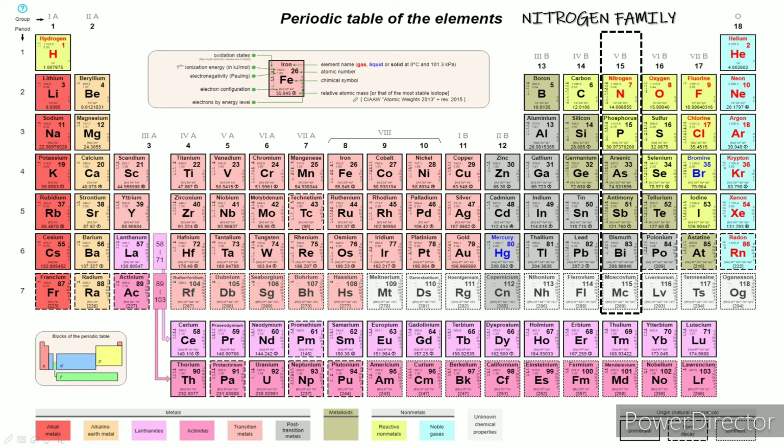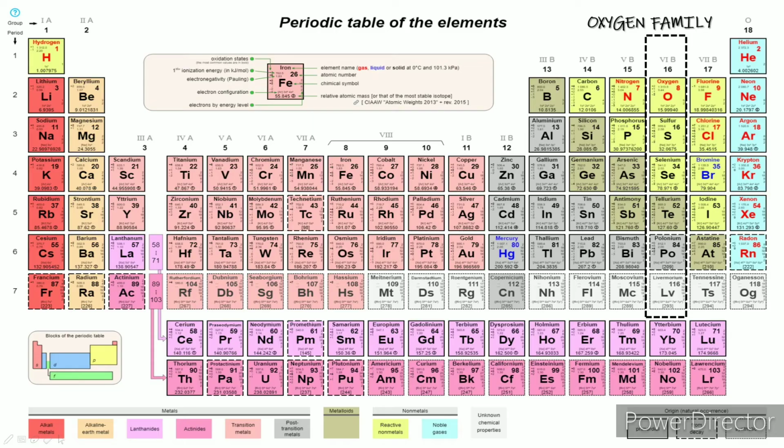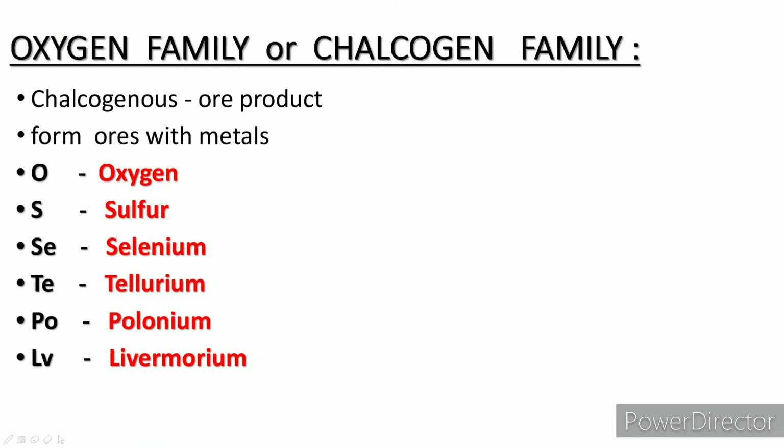15th group, nitrogen family. The elements in this group are nitrogen, phosphorus, arsenic, antimony and bismuth. 16th group, oxygen family or chalcogen family. Chalcogenous means ore product, as the elements in group 16 form ores with metals. They are called the chalcogen family. The elements in this group are oxygen, sulfur, selenium, tellurium, polonium and livermorium.